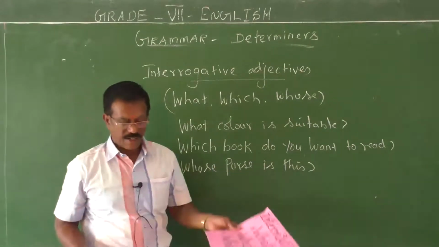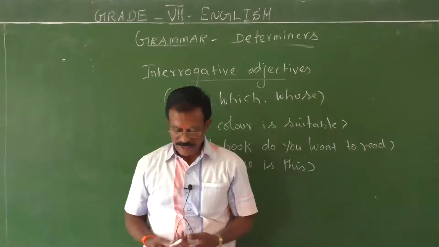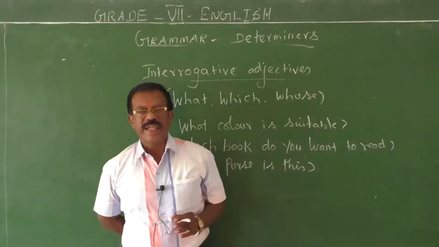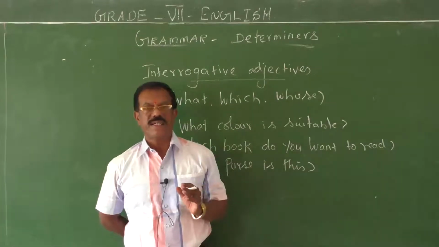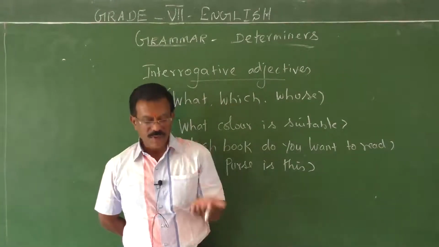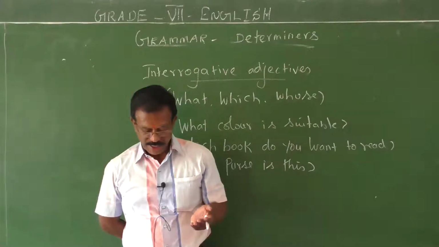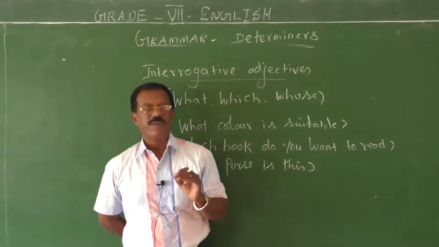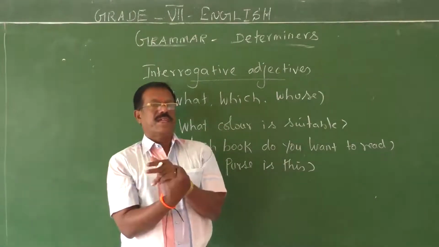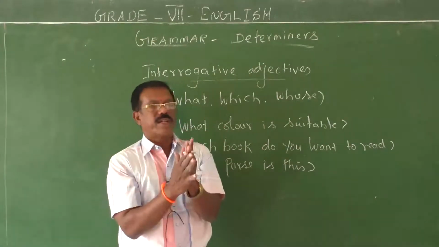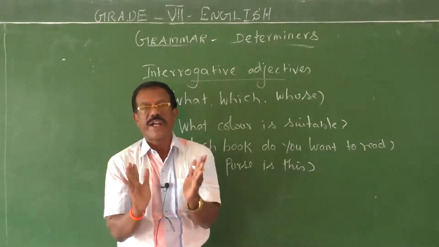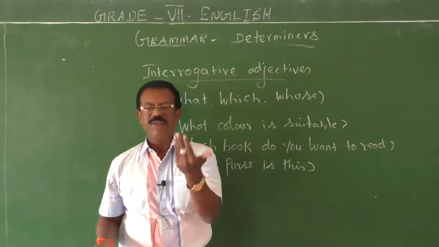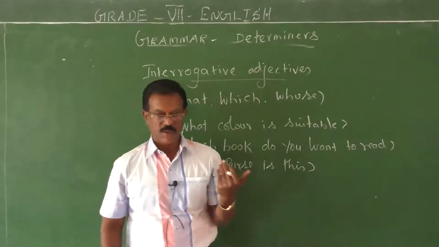Okay, children? Next, there are some quantifiers. We have some quantifiers in English. They also function as determiners. They are used before nouns to indicate the quantity. How they are used, how they restrict and determine the meaning of the noun, that's important. So they are called quantifiers. I will give you the list of quantifiers and good examples for them.